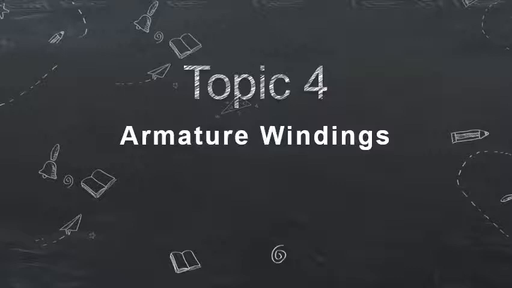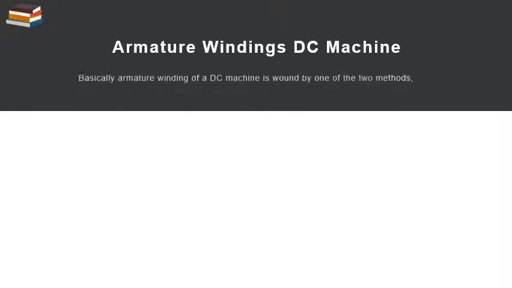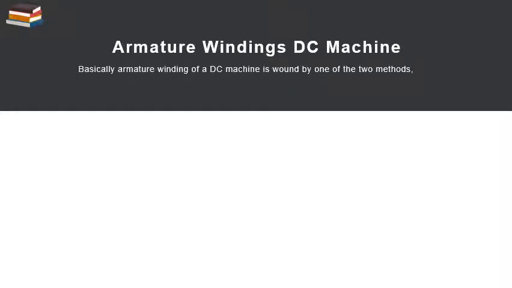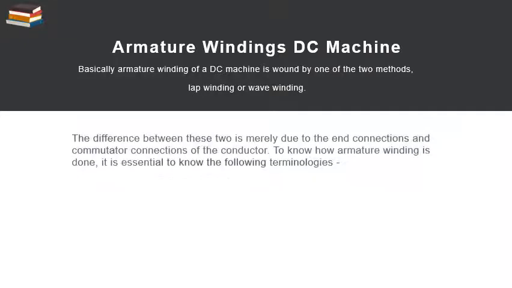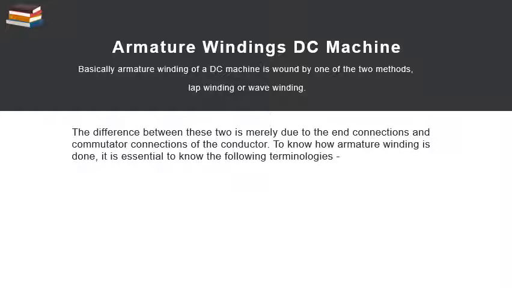Now the next topic is armature windings. Armature winding of the DC machine. Basically, armature winding of the DC machine is done by one of two methods. Number one is lap winding and number two is wave winding. The difference between these two is mainly due to the end connections and the commutator connections of the conductors.